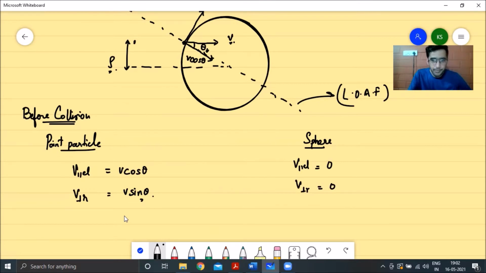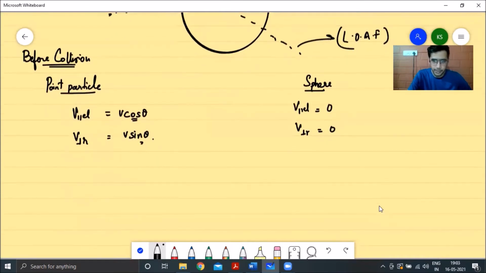So this will be the second step in solving any oblique collision problem. Once you identify it's an oblique collision problem, you take the components of velocity parallel and perpendicular to the line of action of force. The velocity component of the particle parallel to the line of action of force is v cos theta, and perpendicular is v sine theta. For the sphere, it's 0 and 0 along both directions, as the sphere was at rest initially, right? That's the next step, and hopefully the step is clear.